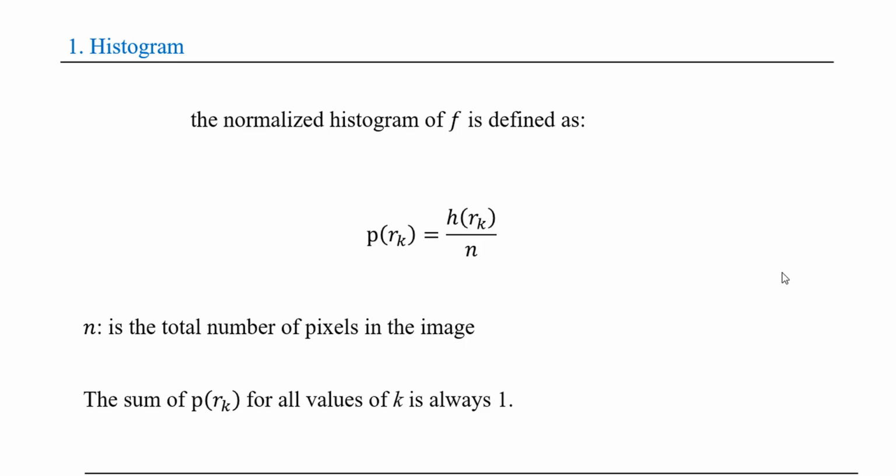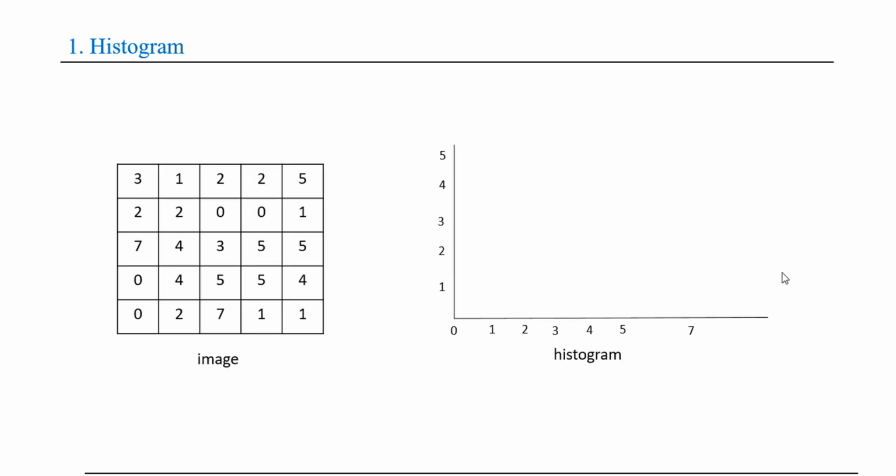Now this animation illustrates how to calculate a histogram. Let's suppose we have this image. For bin 0 in the histogram, we count the number of zeros in the image. We have 4 zeros, so bin 0 in the histogram equals 4, and so on.